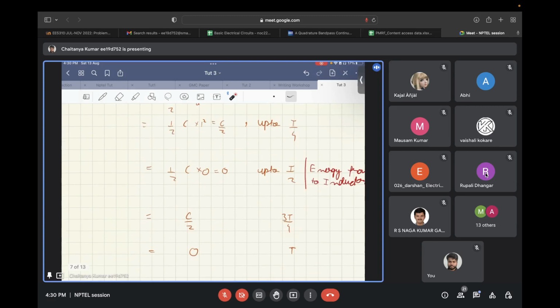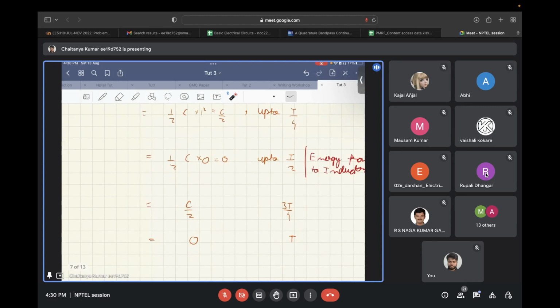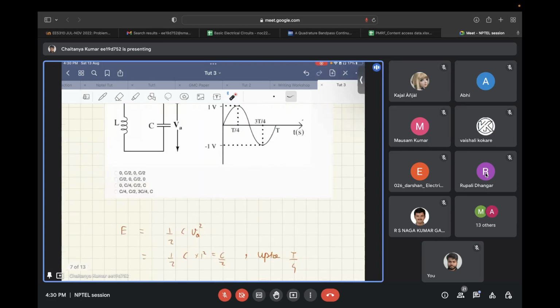Again, at t equal to 3T by 4, the energy becomes C by 2, and at the end of the cycle, the energy becomes 0 again. So the correct option is option number B. Any doubt in this?